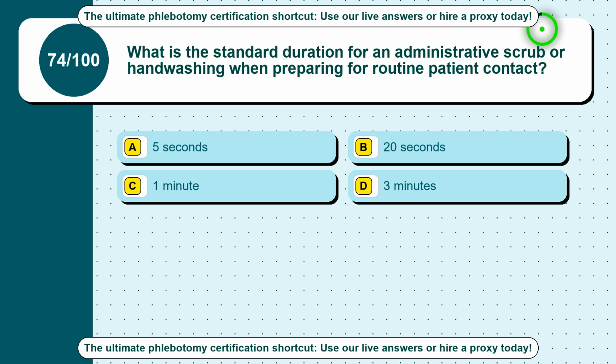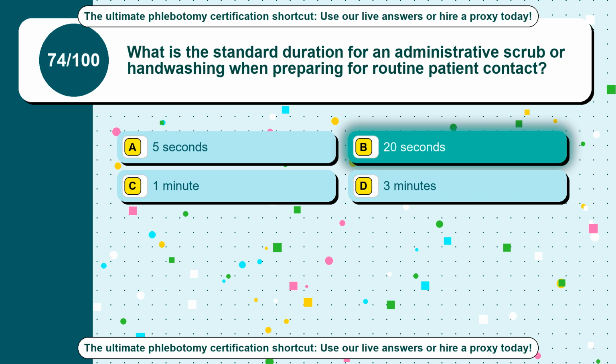Question 74. What is the standard duration for an administrative scrub or hand washing when preparing for routine patient contact? Option A, 5 seconds. Option B, 20 seconds. Option C, 1 minute. Option D, 3 minutes.